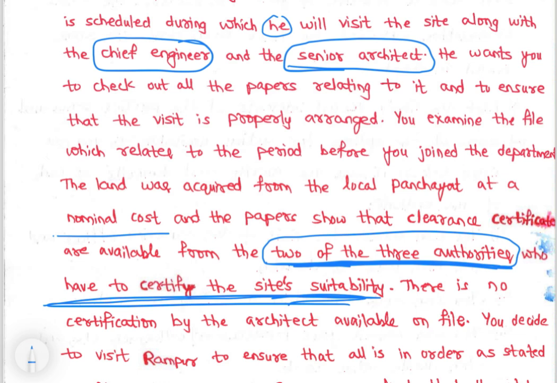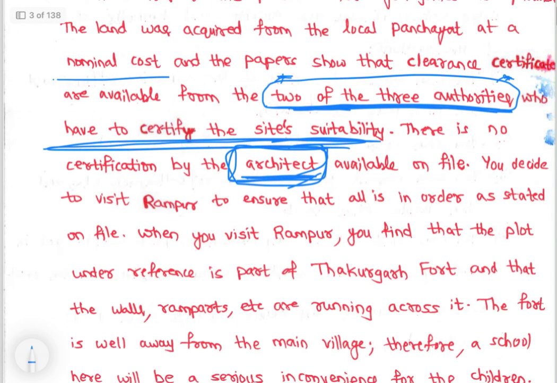See here, ठीक है, सिर्फ दो ही साइन किया तीन में से, एक साइन नहीं किया, then there is no certification by the architect available on file. ठीक है, जो आर्किटेक्ट है वो साइन नहीं किया. Then you decide to visit Rampur to ensure that all is in order as stated on file.